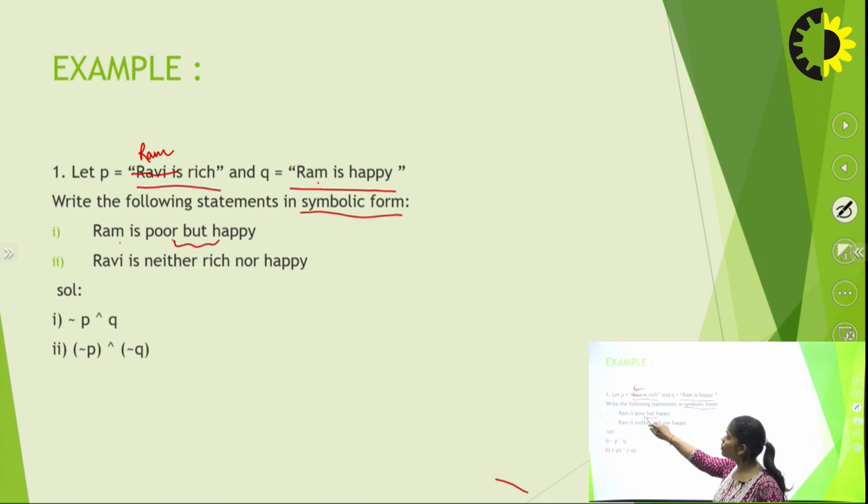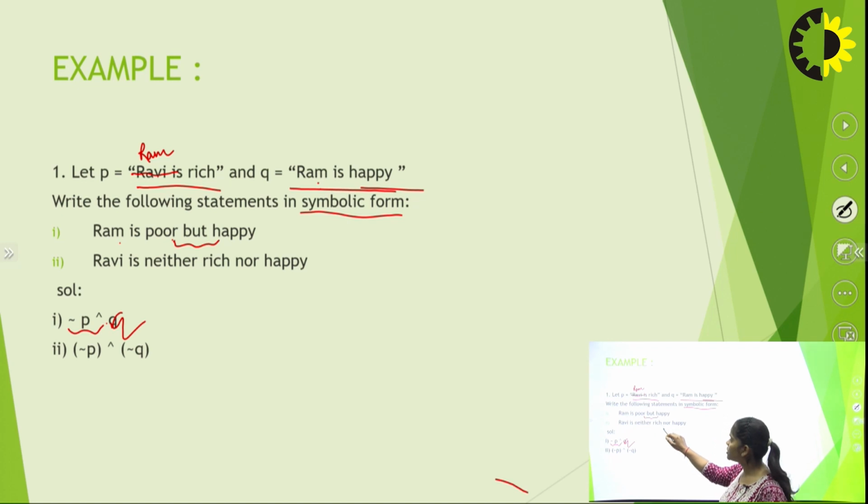But means he is poor but also happy, so you have to show the AND relationship. So not P means Ram is poor, and Q means Ram is happy. So this is an example of compound statement representation.